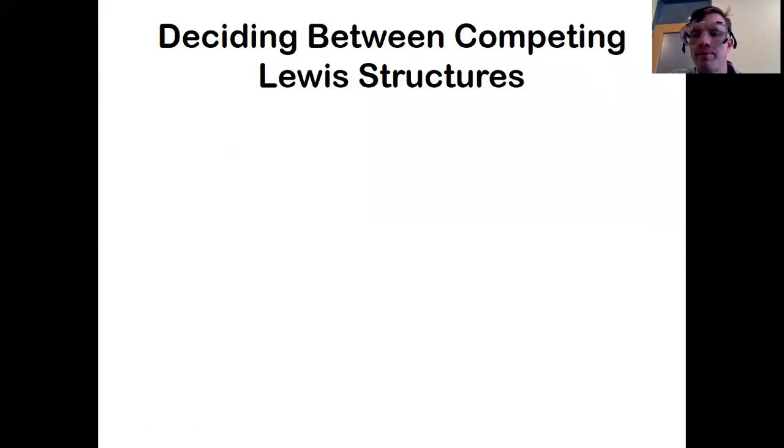Okay, hi everyone. I'm continuing on in my pre-lab lectures here about Lewis structures, and what I want to talk about now is deciding between competing Lewis structures. What happens when I can draw two valid Lewis structures? How do I know which one's right? And I want to give you a specific example.